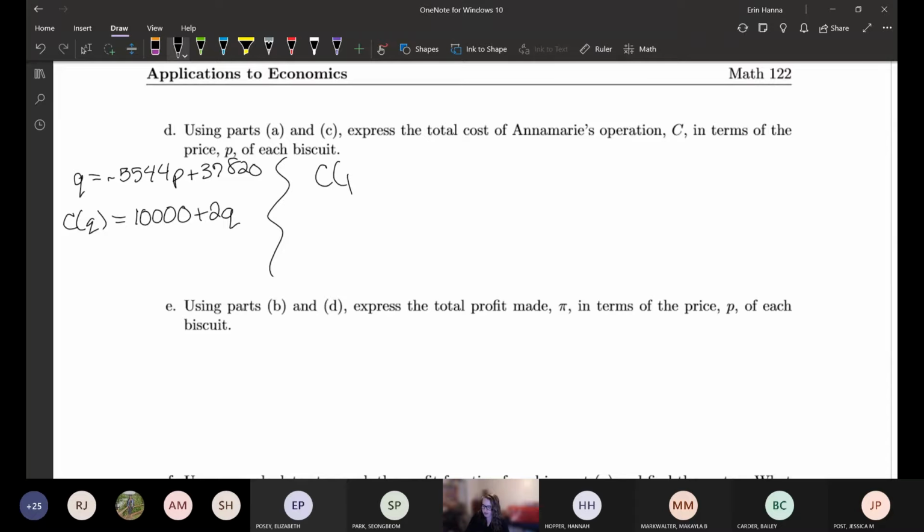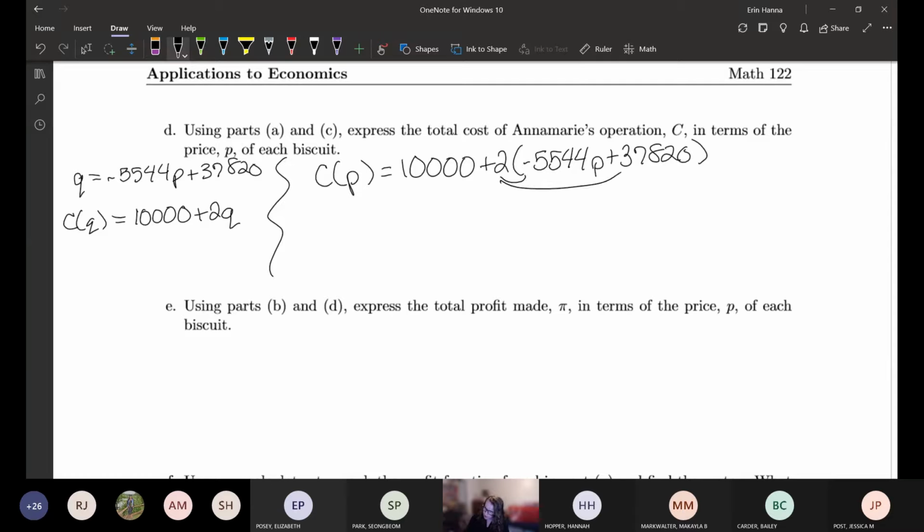So now I'm going to write it as C of P instead of C of Q because we want it in terms of price. And essentially what we're going to do is take that cost equation that was in terms of quantity and replace that Q value with what we know it to be equal to based off of the demand equation. So almost exactly what we did with revenue, where we replaced the Q value with the function, same deal here. And then we'll want to expand this and simplify it a little bit.